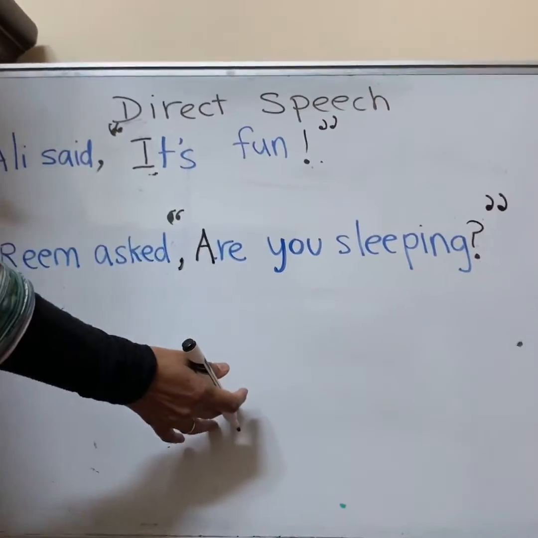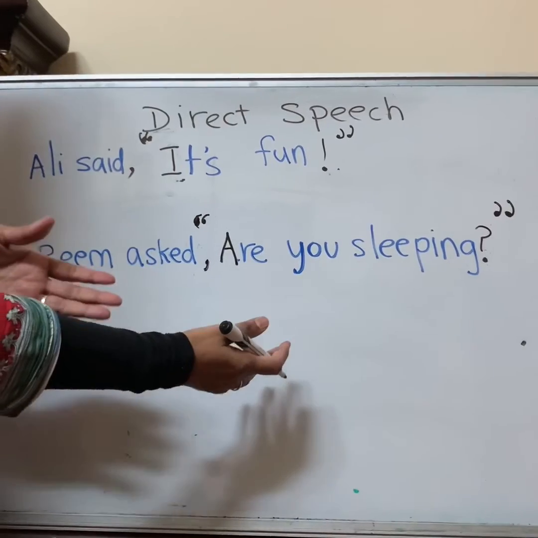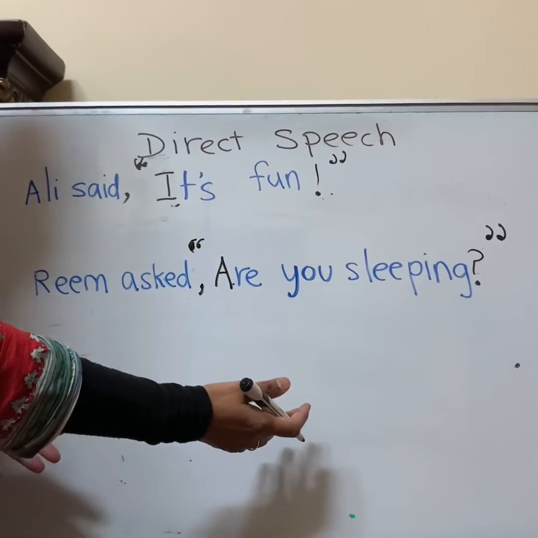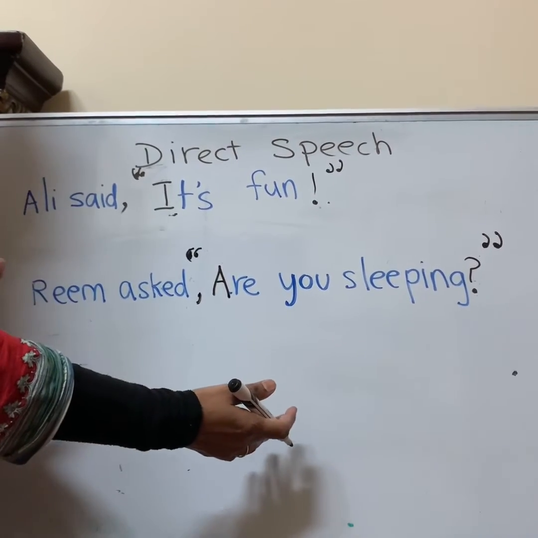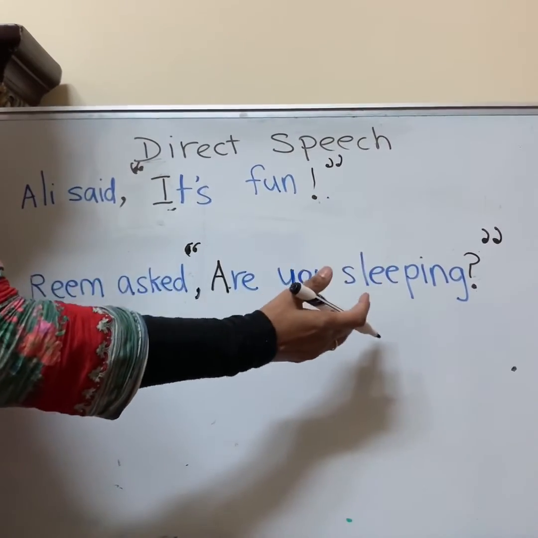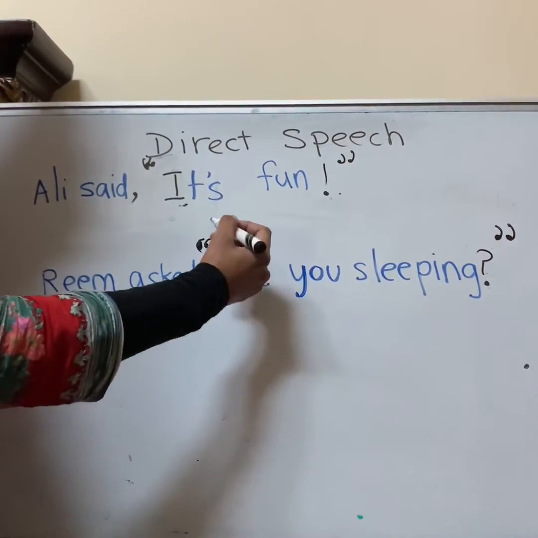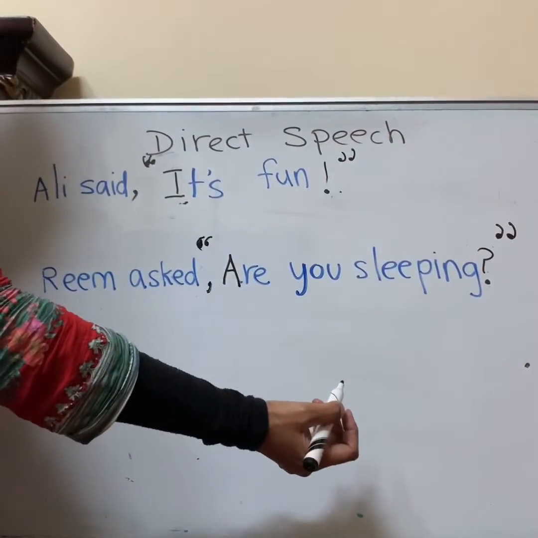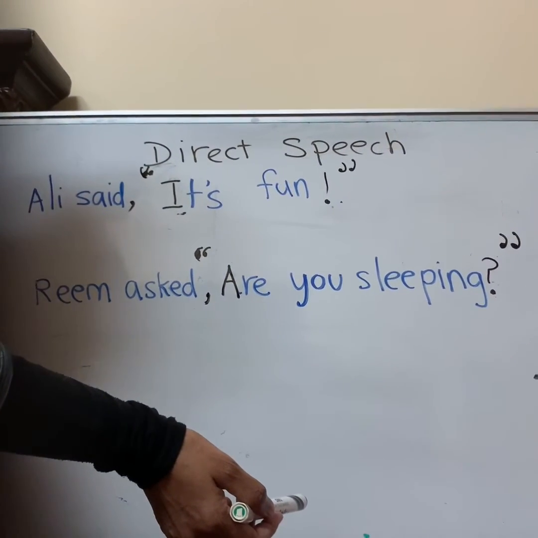I want to give you one tip. Whenever you are reading a sentence, use your voice modulation and try to say it two or three times. Then you will know where the direct speech is starting, and it will become easy for you to put it inside the speech marks. Okay students, I end my lesson here.